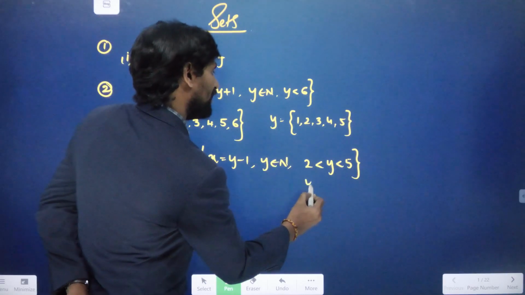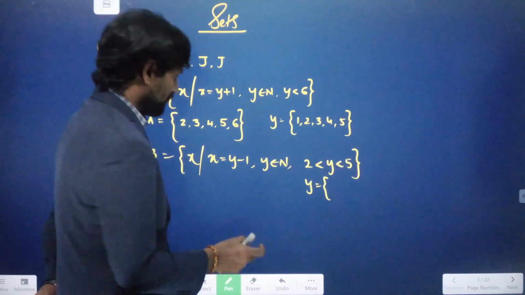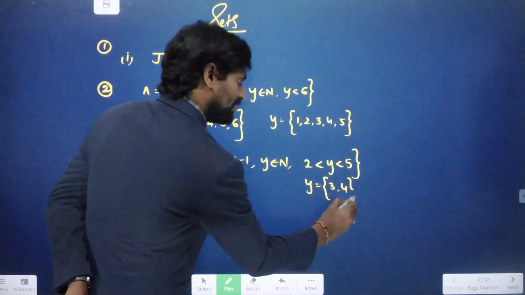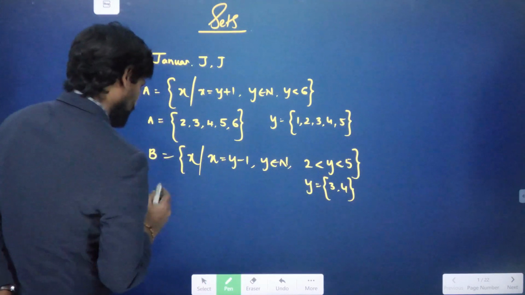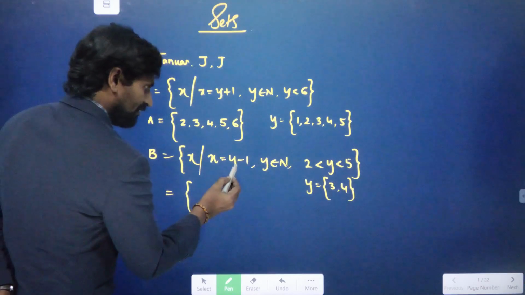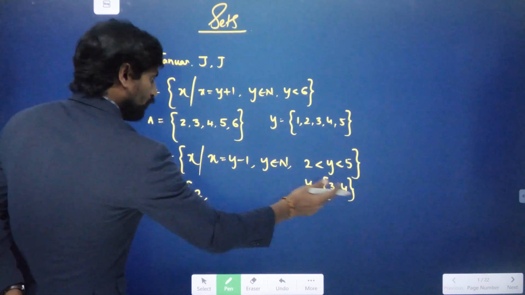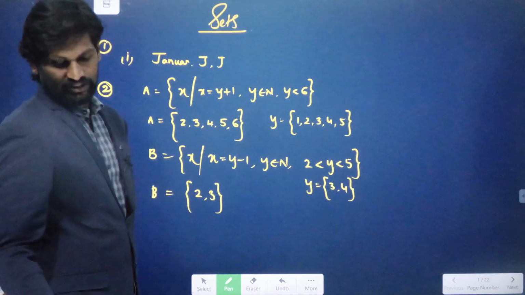So from this we can write the Y values first. Between 2 and 5 among natural numbers, because Y is from the set of natural numbers, so 3 and 4, only 2 elements. Now we substitute these 2 elements here, then we get the X values. First, if you take 3, 3 minus 1, 2, and 4, 4 minus 1, 3. Therefore set B equals 2, 3.